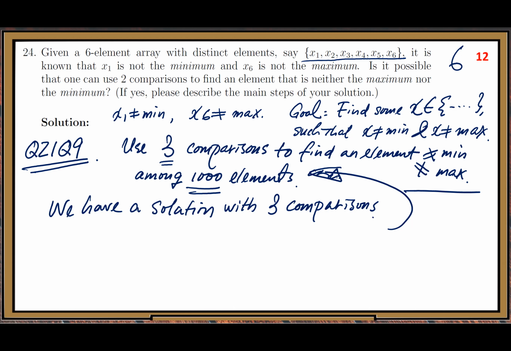But in that old question, we did not have the information that x1 is not the minimum and x6 is not the maximum. In this question, we have more information, so our solution should be better than 3 comparisons. We are looking for a better solution. If not better, then we just take the old solution. Better means using fewer comparisons.